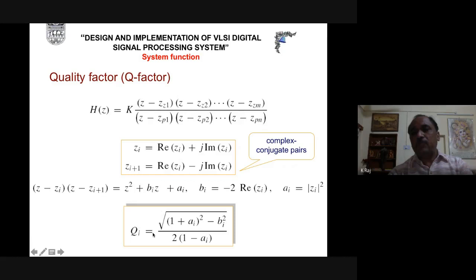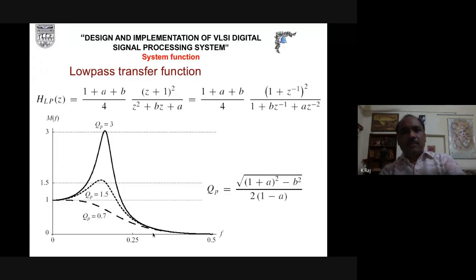Coming to the low pass transfer function, you have to derive that the low pass transfer function of the discrete time LTI system will be represented either by this equation, 1 plus A plus B divided by 4 multiplied by (z plus 1) whole square divided by z square plus Bz plus A, or as 1 plus A plus B divided by 4 multiplied by (1 plus z inverse) square divided by 1 plus B z inverse plus A z to the power minus 2. The quality factor is described by under root 1 plus A square minus B square divided by twice 1 minus A.